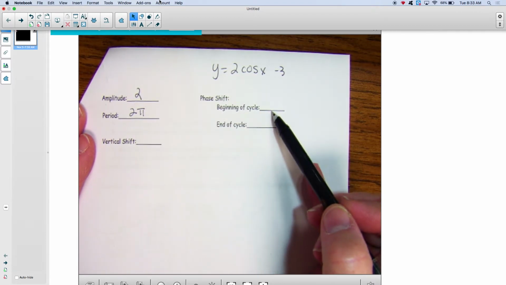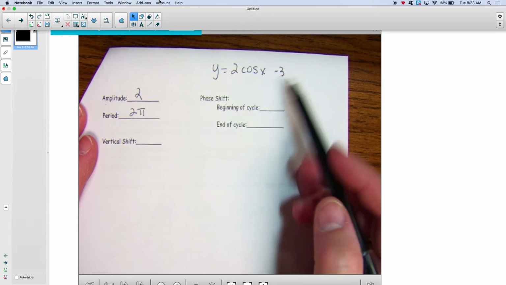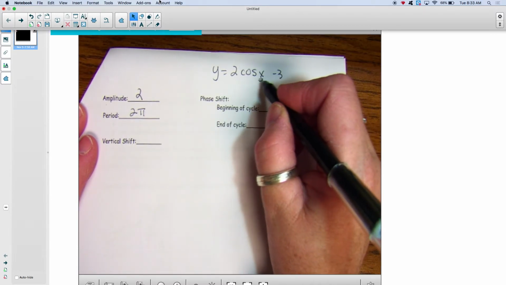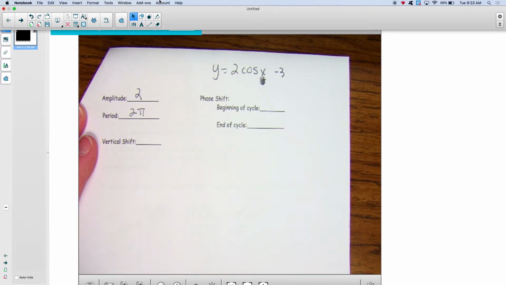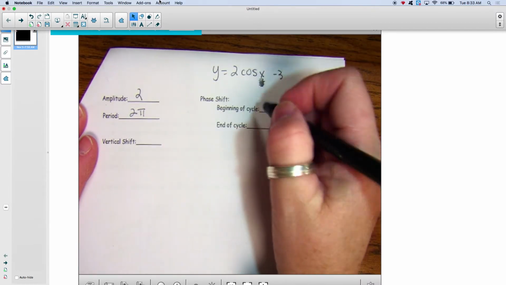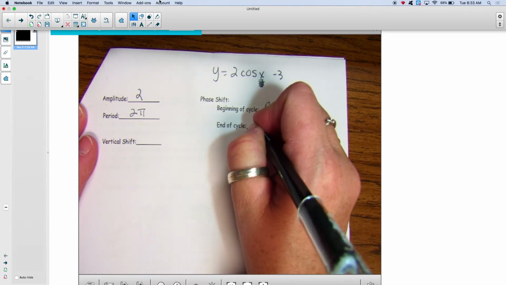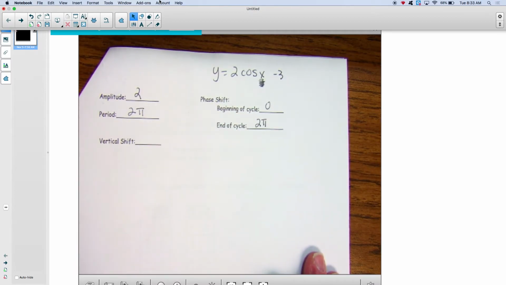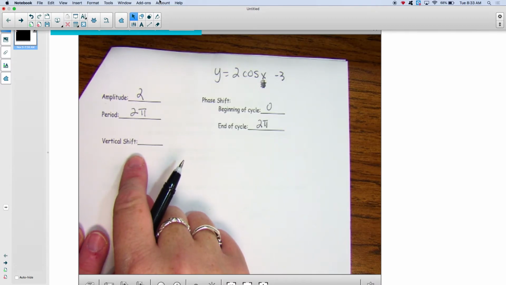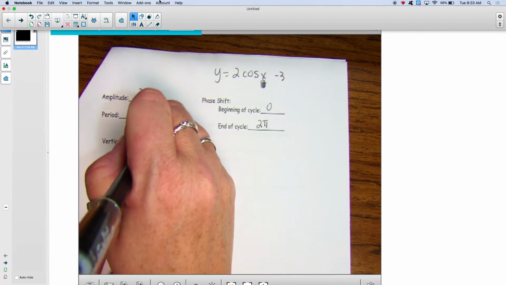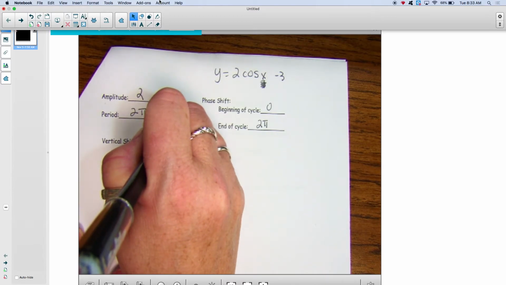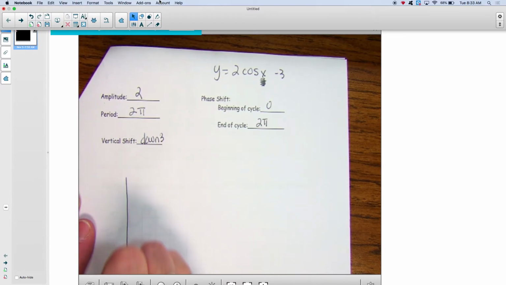Where is it going to begin? Well, it's going to be whatever this is, set equal to 0 and 2 pi. Am I shifting it horizontally at all? No. So it's going to start at 0. It's going to end at 2 pi. But it's going to have a vertical shift that is down 3. All right, so let's get our graph set up.